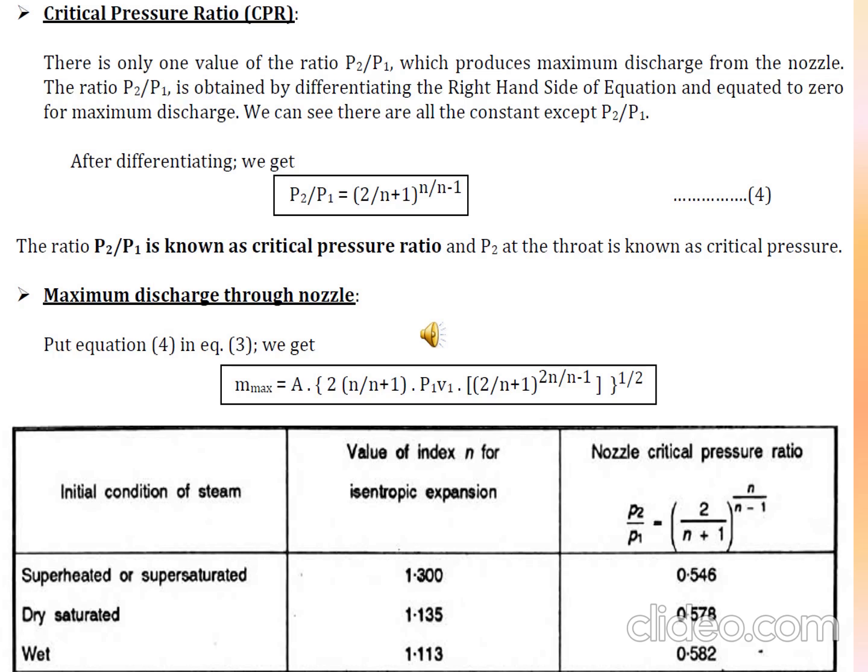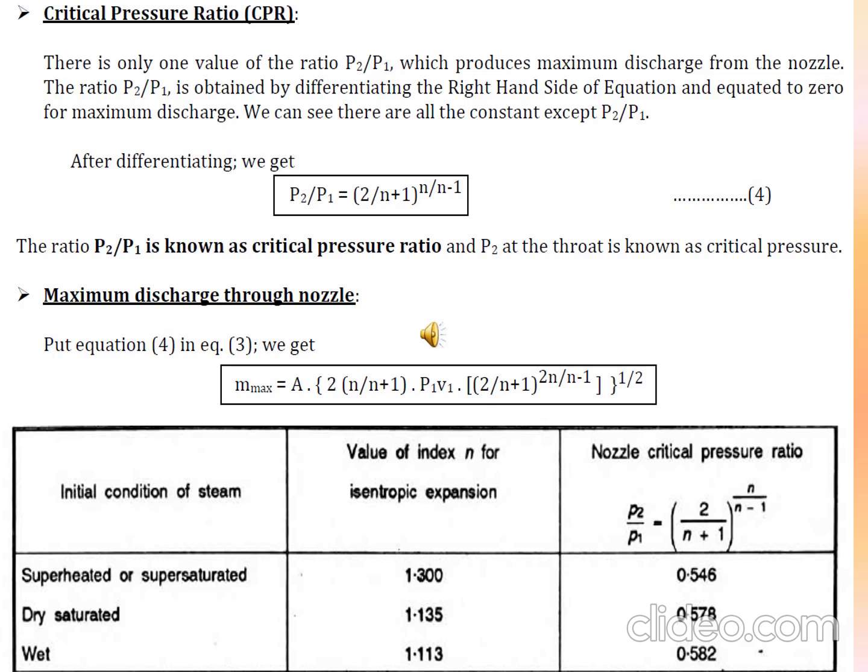I told you about the index because the critical pressure ratio depends upon the index value. So for superheated steam it is 0.546, for dry saturated it is 0.578, and for wet steam it is 0.582. When we do the numerical, at that time I will tell how to put the value of n, and if p1 is given how to find the p2 value, and if p2 is given how to find the p1 value.